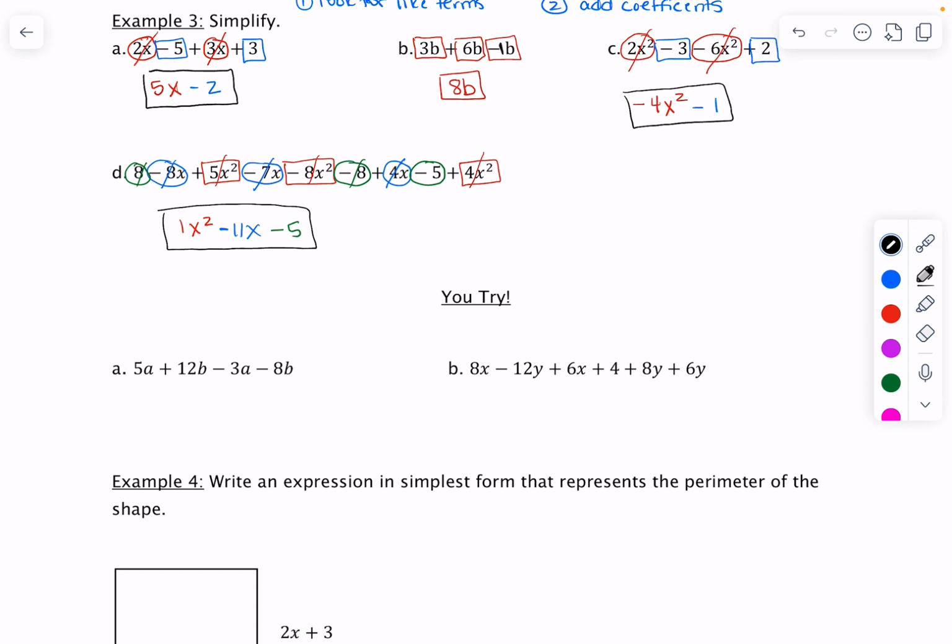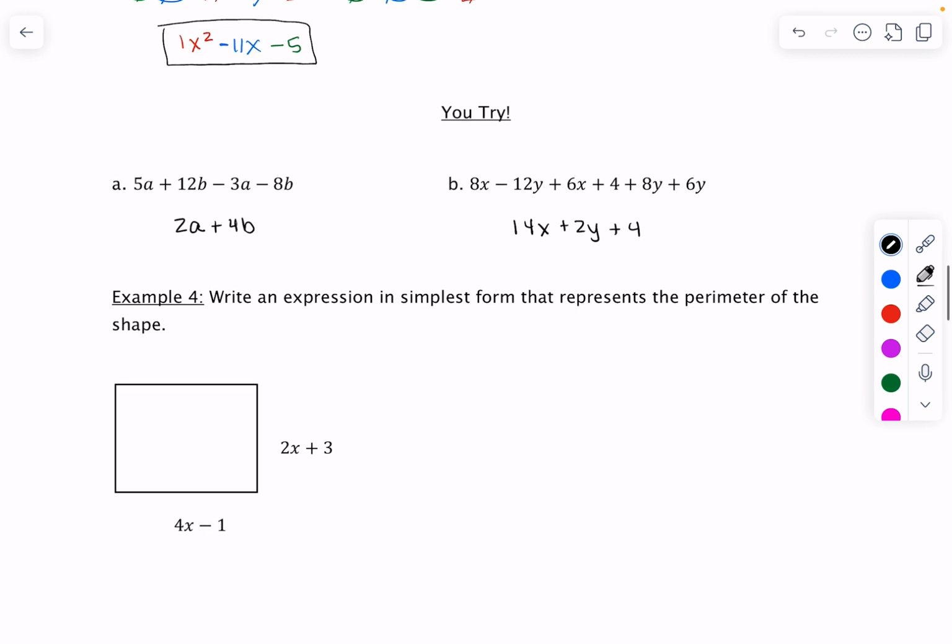Okay, so for letter A, you should have gotten 2A plus 4B. And if you have questions on how or why, if you got that wrong, again, please come ask. For part B, you should have gotten 14x plus 2y plus 4. That should be your answer for letter B. Again, questions, come ask, please.